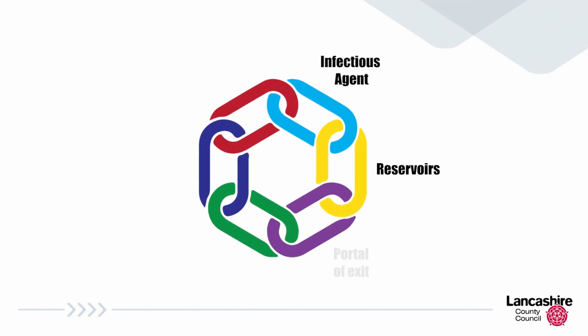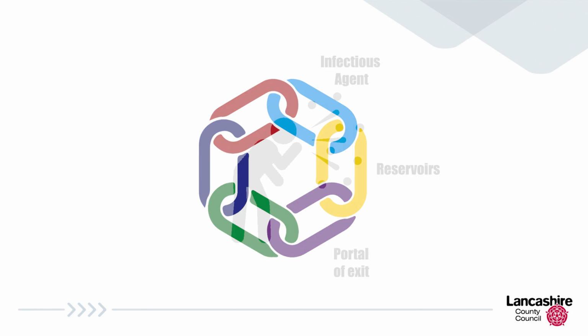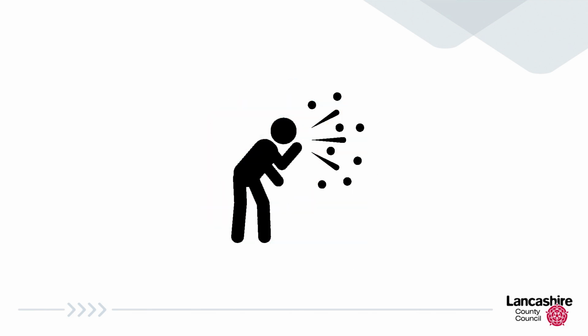The third link is the portal of exit. This is the route by which an infectious agent escapes or leaves the reservoir. To allow the spread of infections, the infectious agent leaves the reservoir and finds a new host. For example, influenza A virus exits the reservoir through respiratory droplets when an infected person talks, coughs or sneezes. Controlling how infectious agents leave our bodies helps to prevent them from spreading.